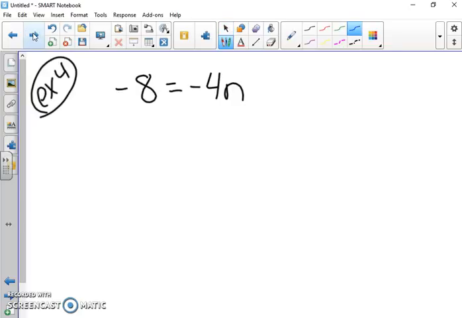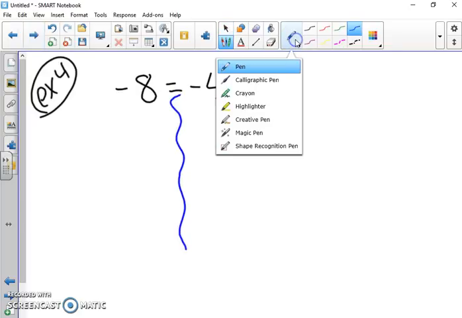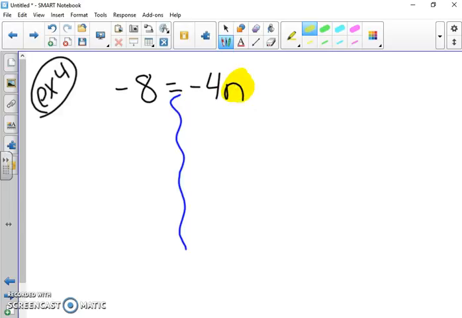Alrighty. This time our variable is on the right. It's trying to be sneaky. We see you. So remember, if there's not an operation in between the coefficient and the variable, coefficient is just the number in front of the variable, then that's multiplication. So that's negative 4 times n. So you're not thinking about what's the opposite of a negative 4. No, you're just thinking about the operation. So this is negative 4 times n.